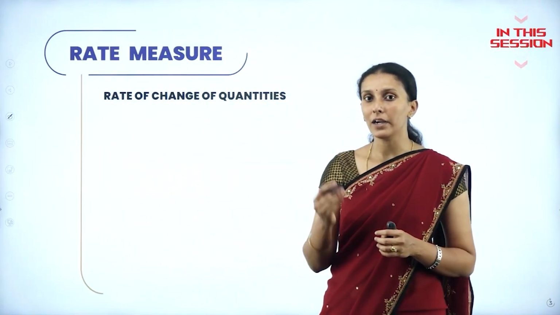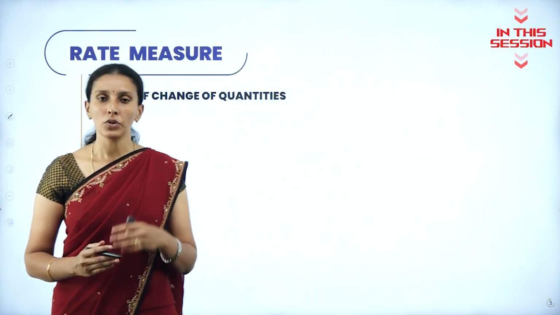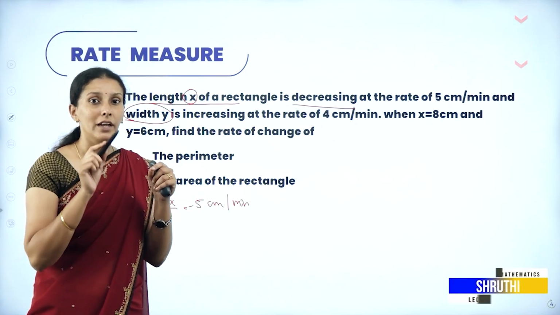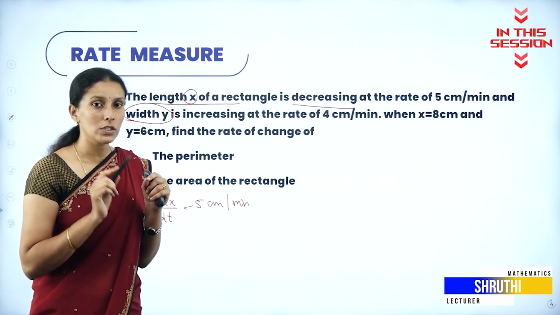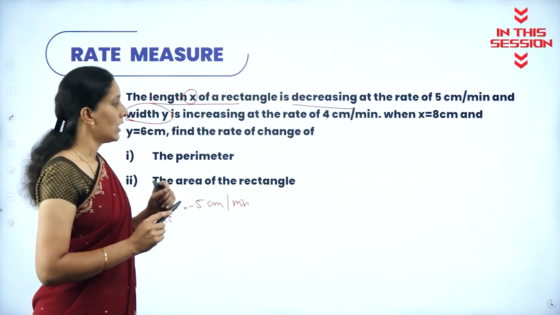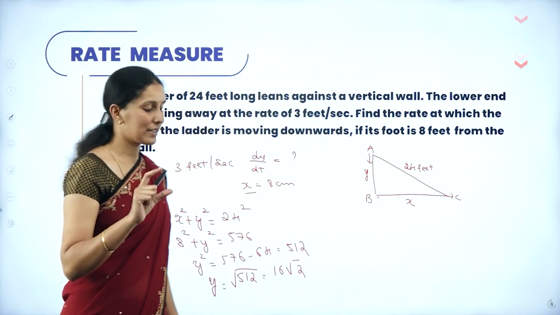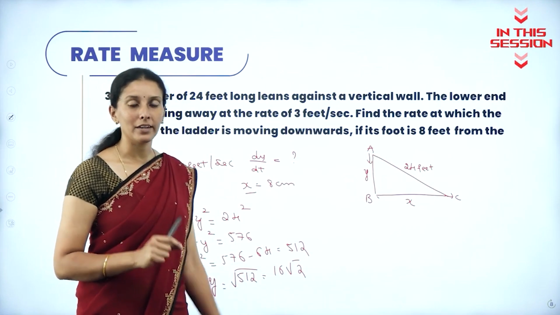What do you mean by rate measure? It is nothing but rate of change of quantities with respect to one variable to the other. Negative symbol denotes the quantities decreasing and positive denotes the quantities increasing. Take only positive quantities because y is a distance. So distance is always positive. So even though it is under the square root, you can write it as a positive.